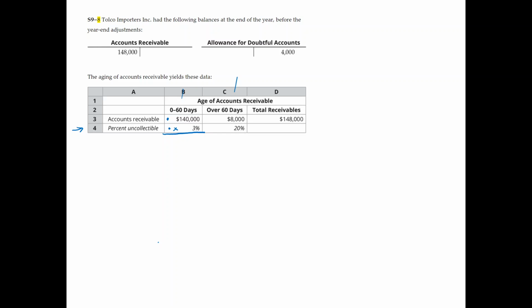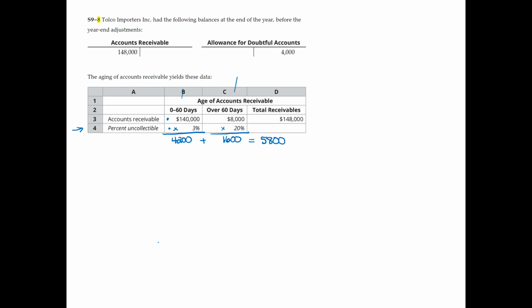So for 0 to 60 days, we take 140 times 3%, gives us 4,200. And then the same thing for over 60, 8,000 times 20% equals 1,600. And then to get our total, we just add these up and we get 5,800.